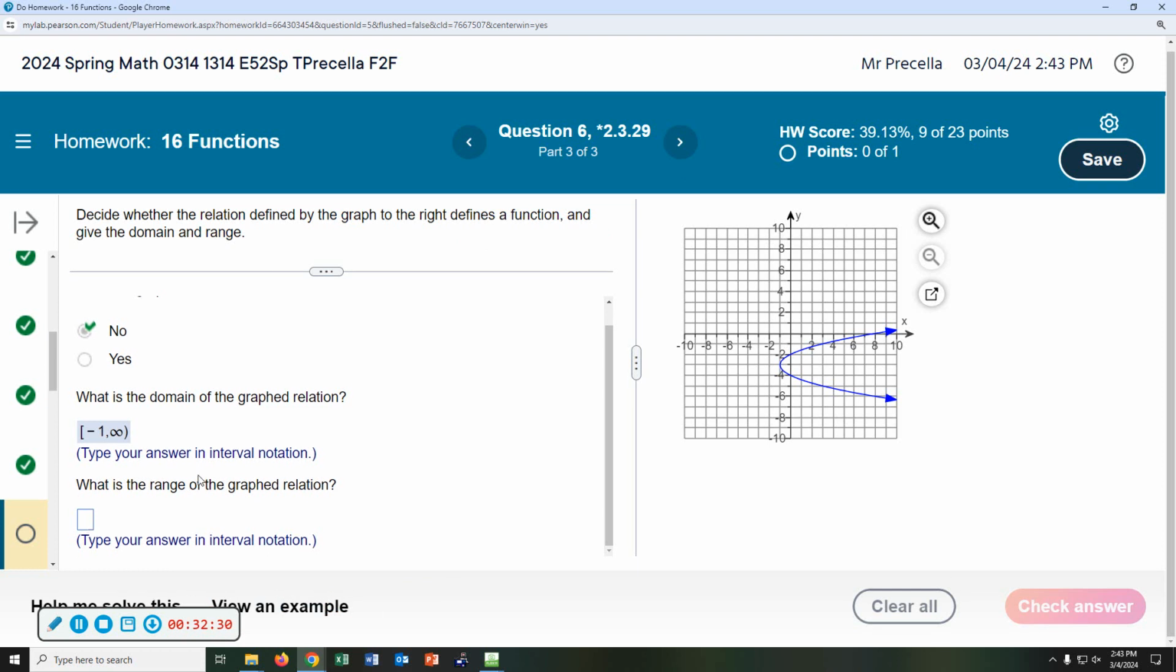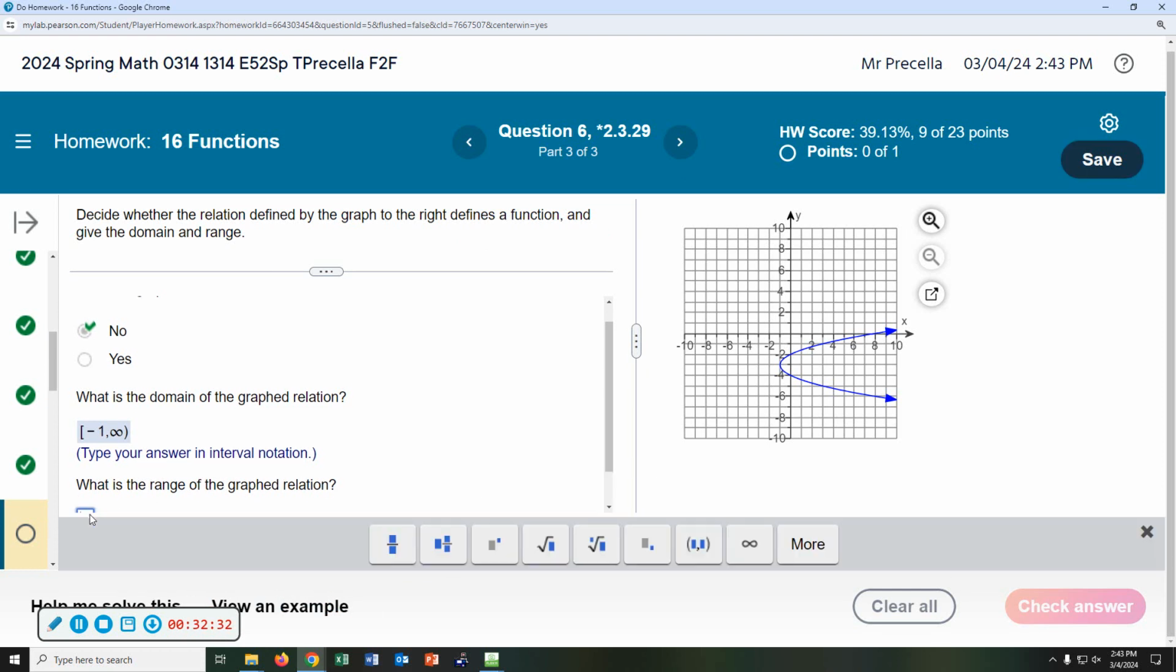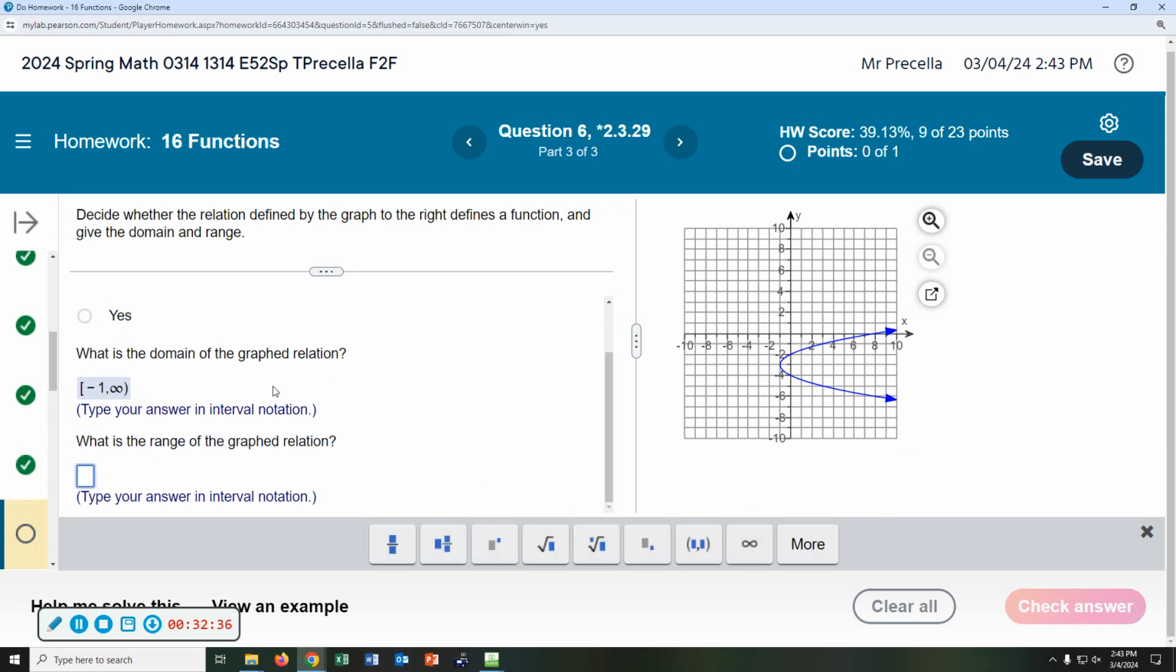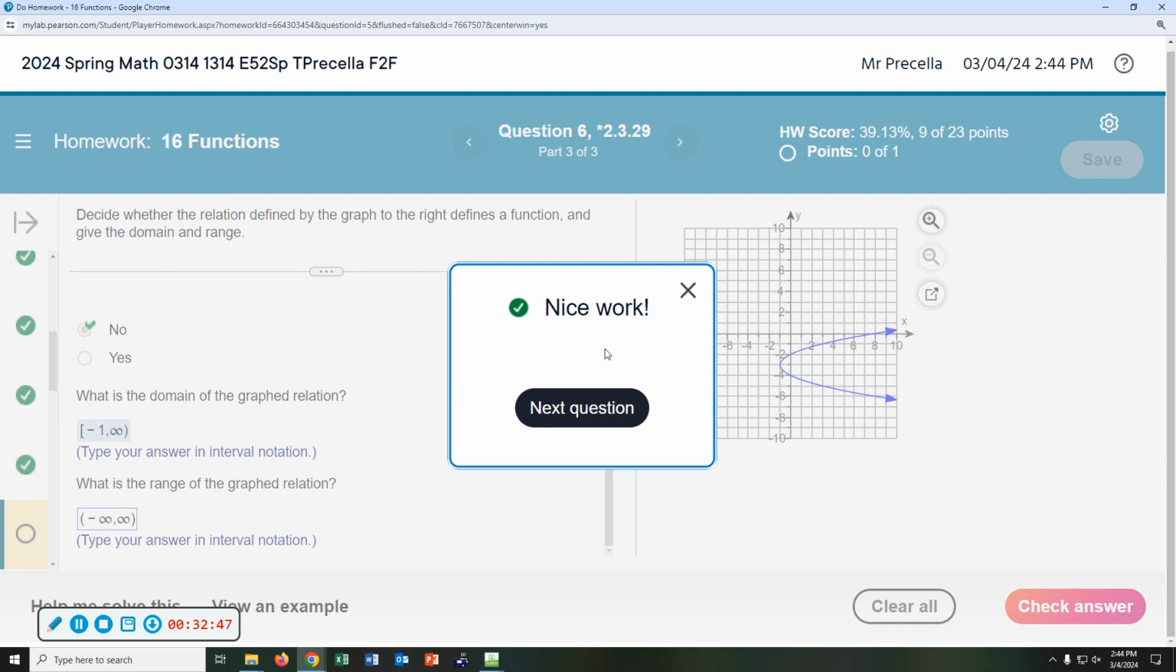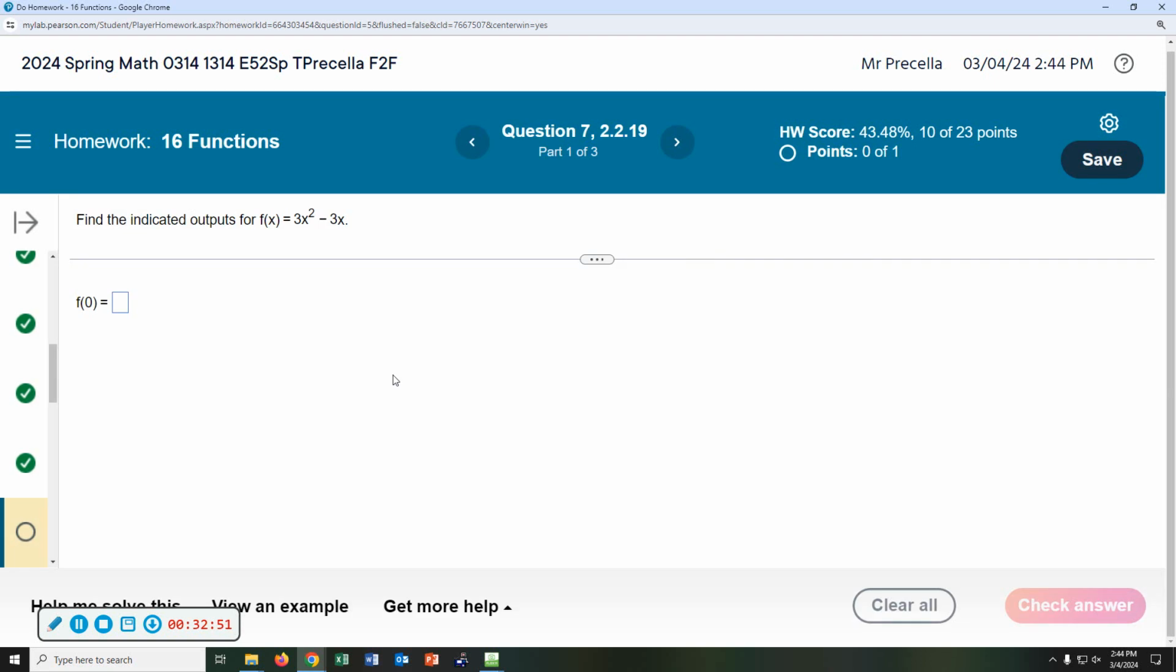And here's one of those times I would have liked to just have a button to click. Parentheses, negative infinity, comma, infinity. Negative infinity, comma, infinity.